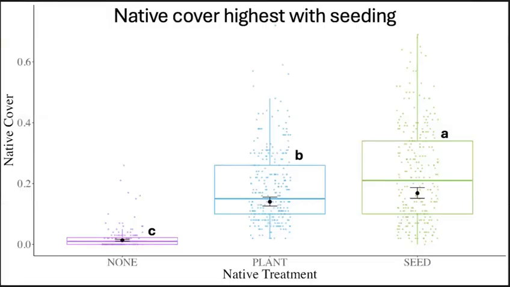When we look at native cover, yes, it does. We see a slight advantage, not a huge difference between seeding and planting, where seeding does the best at getting native cover on the ground. Doing nothing, as you can see, was relatively unsuccessful.